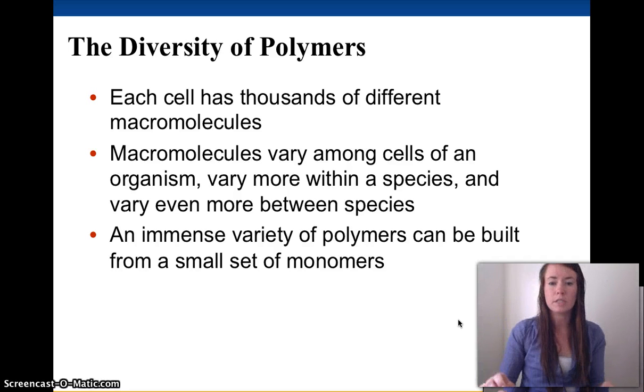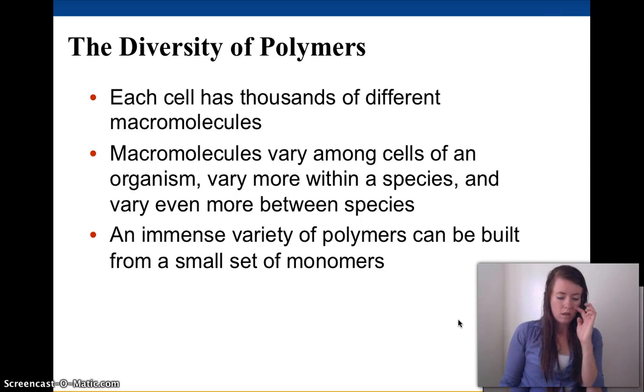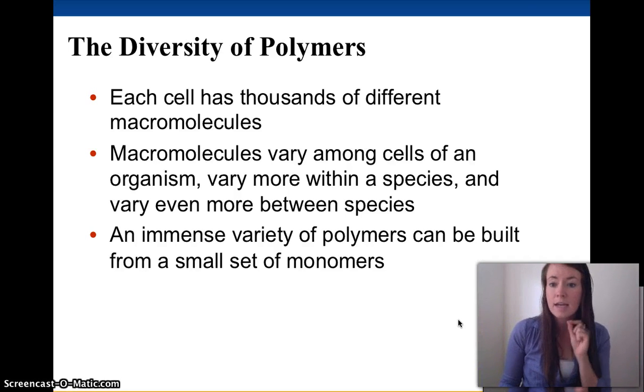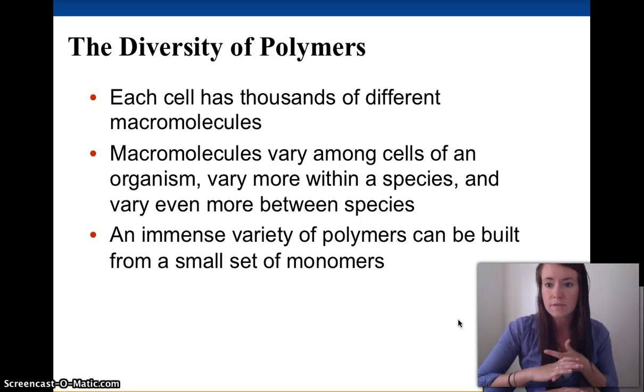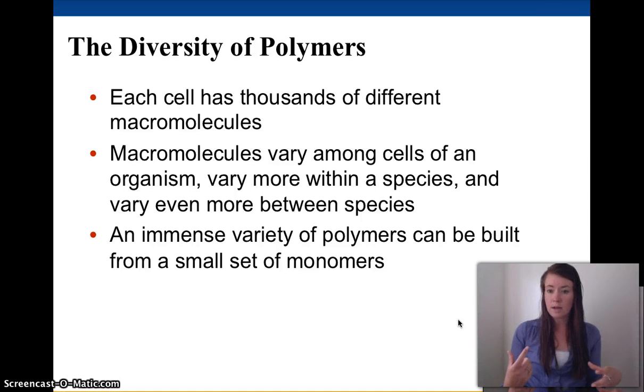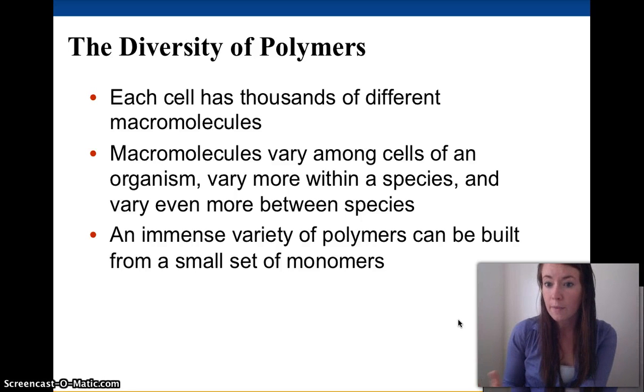The diversity of polymers. About 40 to 50 different monomers can account for all of the diversity of life. So 40 to 50 different monomers, single units, combined in different ways, accounts for every single organic molecule that there is. And each cell has thousands of different macromolecules because you need thousands of proteins, thousands of lipids, thousands of carbohydrates, thousands of nucleic acids, obviously, but they're all very different. So think of it this way. I said there's 40 to 50 different monomers. Think of the English language and think of how we have 26 different letters, and those 26 different letters make thousands of words. It's the same thing with the monomers and the polymers.